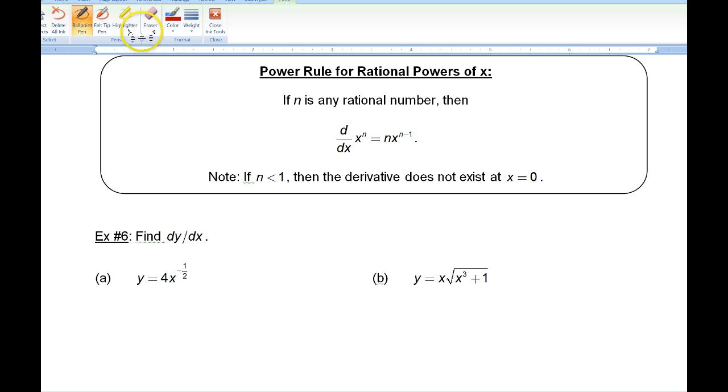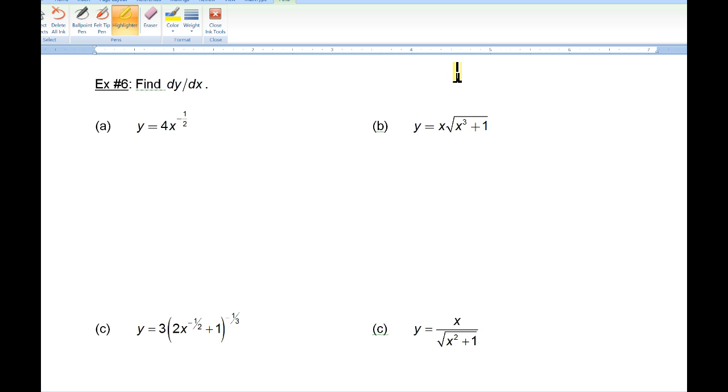This is just practicing for rational powers. We've actually done some of this already. In fact, in the first set of rules I gave you, I said it's true for integers and also rational powers. So what would be the derivative of 4x to the -1/2? Negative 2x to the negative 3/2. If you can rewrite something with a positive power, then that would be considered simplified form.